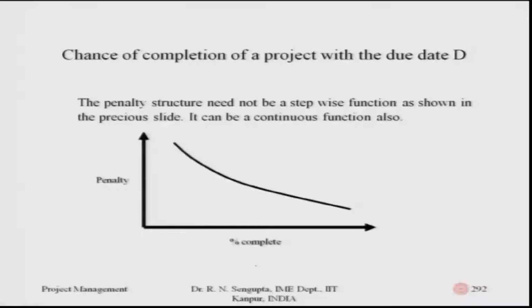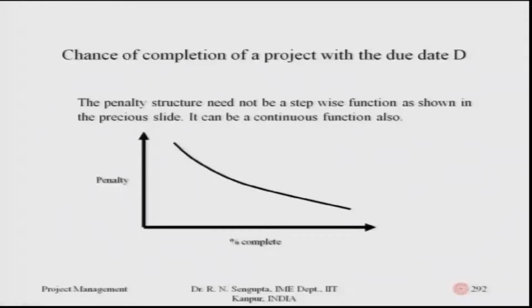A penalty structure need not be a stepwise function, as I just mentioned. As shown in the previous slide, it was a step function: within 91 to 99 some cost, within 85 to 89 some cost, and based on that you calculate. But in case you have a cost structure which is non-linear, what would be important is on two accounts. Number one, whether we are able to replace this non-linear cost structure by a step function.